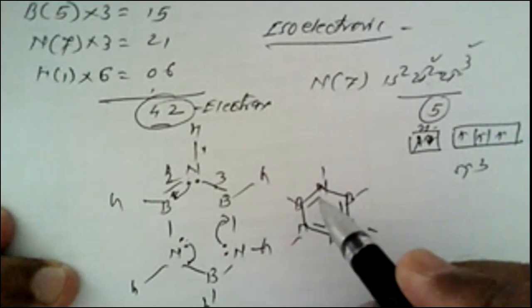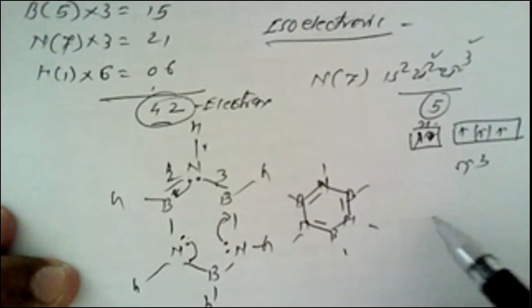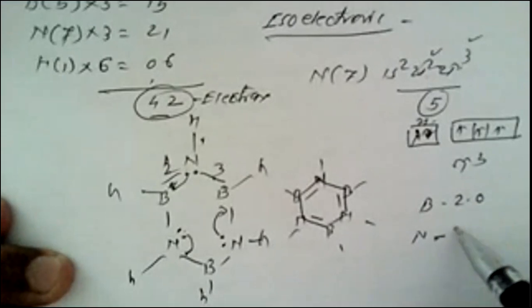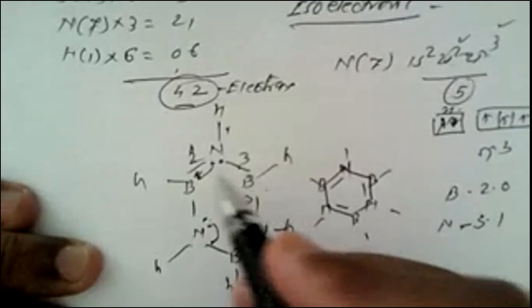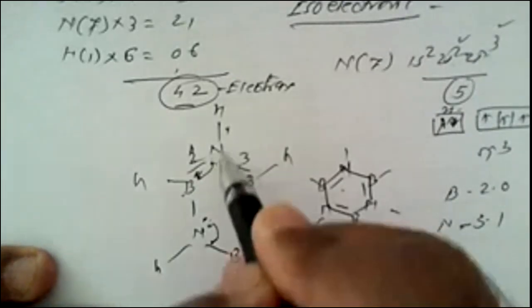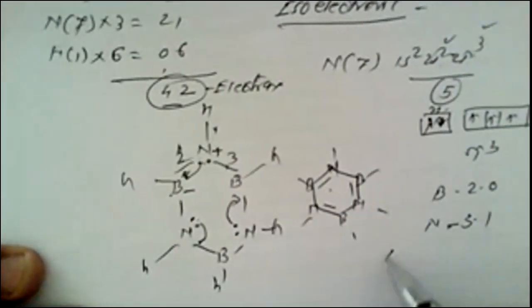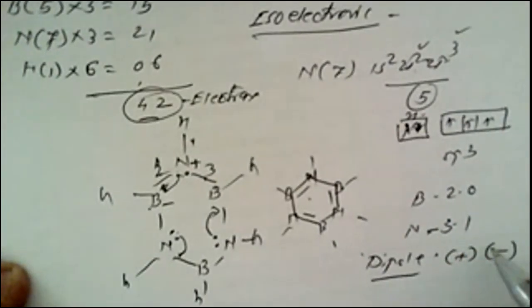So here all the positions are not similar because of the electronegativity difference between boron and nitrogen. Boron is having an electronegativity value of 2.0, while nitrogen is having an electronegativity value of 3.1. So when nitrogen gives its electron for the formation of this pi bond, nitrogen becomes positively charged while boron becomes negatively charged. So a dipole is observed. That means existence of two different poles. One is a positive pole, another is a negative pole.